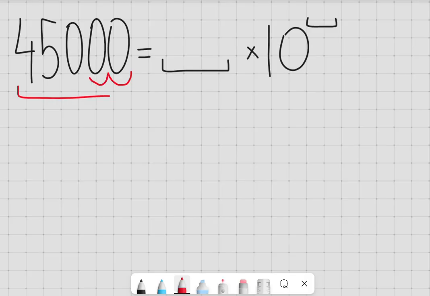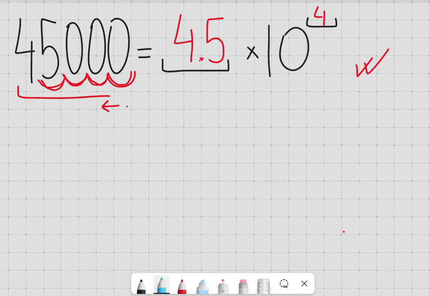No. Let's move it one more time. Is it less than 10? Not yet. Let's move it one more time. We have 45. Is it less than 10? Not yet. Let's move it one more time. What do we have? 4.5. Is 4.5 less than 10? Yes, it is. Excellent. And then we say, how many times did you move the point to reach 4.5? Because we moved the point to the left, our exponent will be positive. We moved it 1, 2, 3, 4 times. So it will be 4.5 multiplied by 10 to the power of 4.